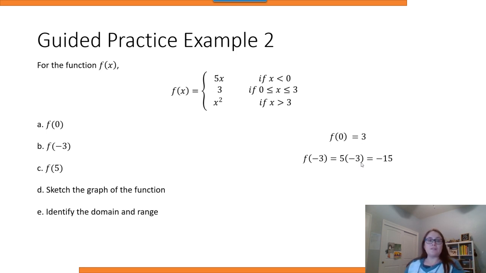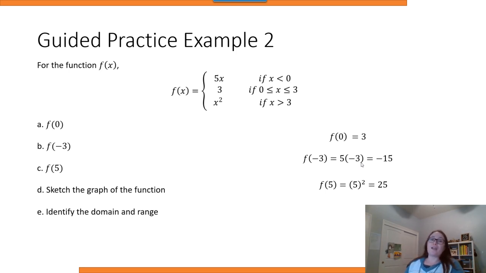And the last one, f of 5. Well, 5 falls under the third expression because it is greater than 3. So I would plug that into the expression x squared. So f of 5 equals 5 squared, which equals 25. Okay, so very different answer that I get and calculation I do depending on what the input is and those conditional statements off to the side.